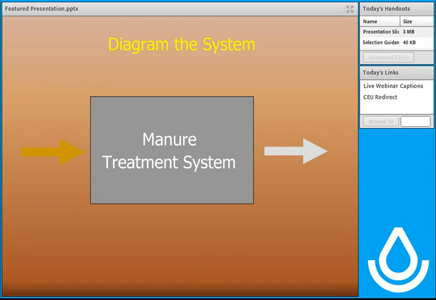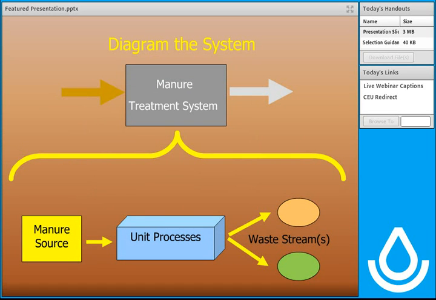As I mentioned, step 1 is to diagram the system. One needs to understand the flow of the manure throughout the entire system. Here we have a very simple block diagram illustrating how to set up and begin the evaluation process. Now, when diagramming the system, it is very important to include all of the components and to place them in the correct order. Be careful to not skip any of the unit processes when developing the diagram.